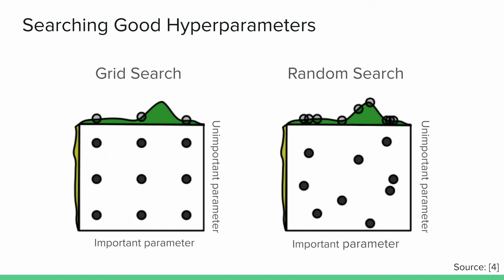So in the left figure here, you can see the leftmost column. The important parameter is far away from its ideal value, and we're still trying out unimportant parameters. So I would recommend that if you do a hyperparameter search, that you use a random search mechanism.